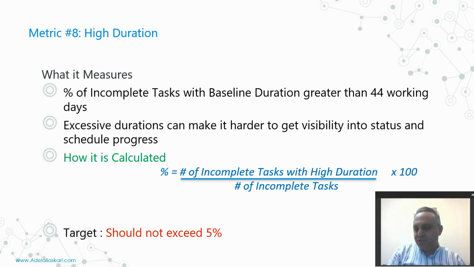The next criterion is talking about high duration. Again, high duration is defined as 44 working days, or roughly 2 calendar months, and the number of tasks with high duration over all incompleted tasks should not exceed 5%. Based on the duration of your project, you may have activities with a duration of more than 44 working days. Anyway, based on the criteria, the number of those activities should not exceed 5%.